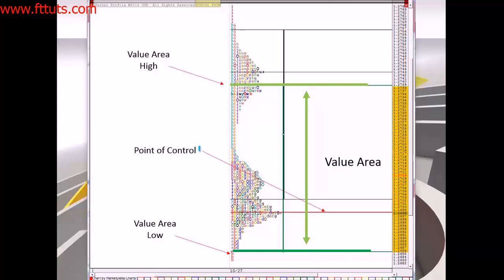Now, there is another very important concept, the point of control, and that is the point where we had the greatest activity or greatest market visits in this case, because this is not volume based, this is based on market coming to visit. So market activity coming to visit this price level. So 1.2698 was the price that was visited the most frequently, the most times during the session.